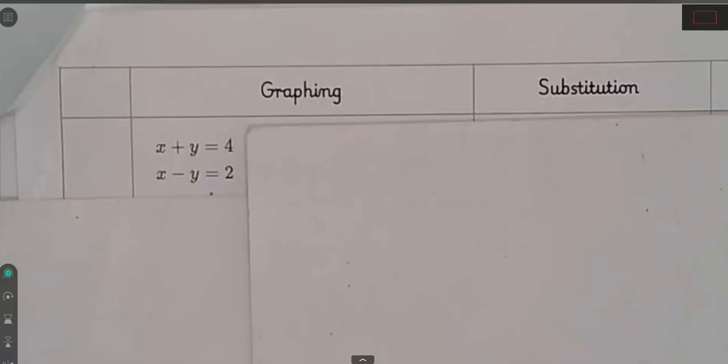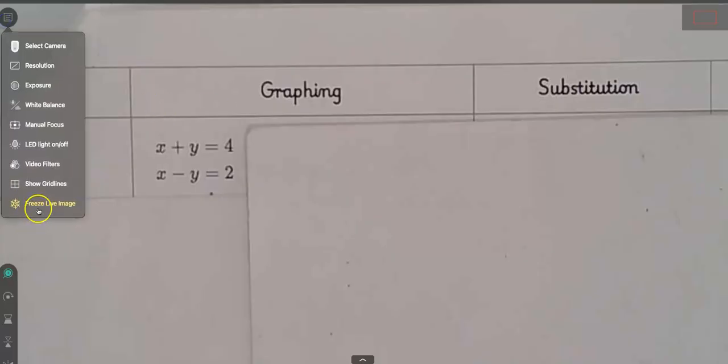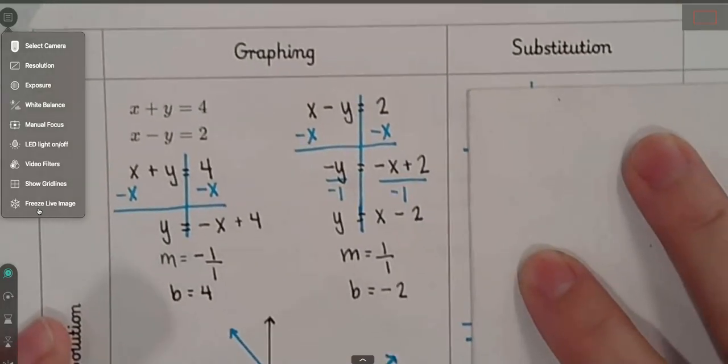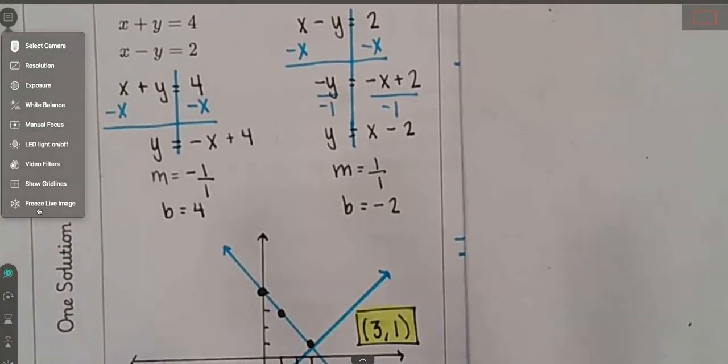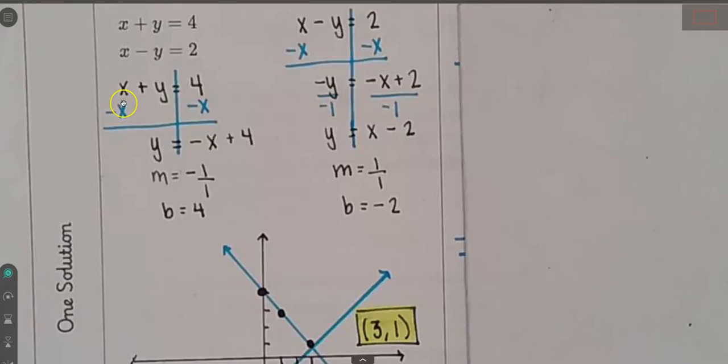All right, ladies, here is the answer. For the first equation, I'm going to subtract x from both sides. This gives me y equals negative x plus 4. My m is negative 1.